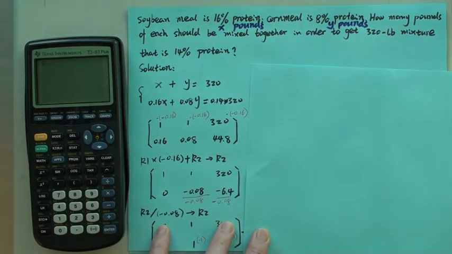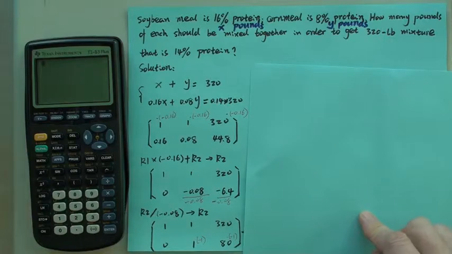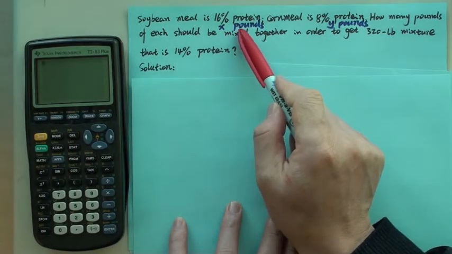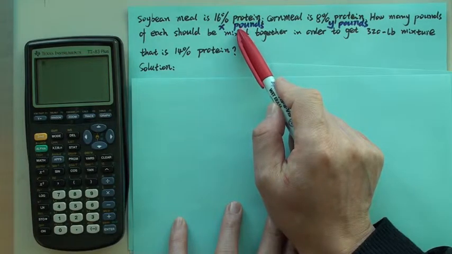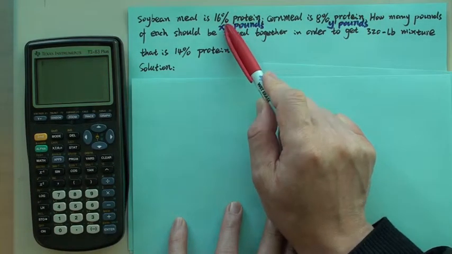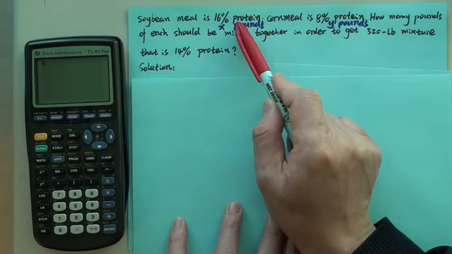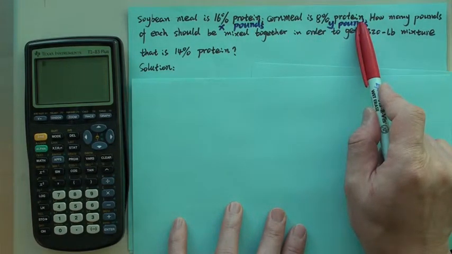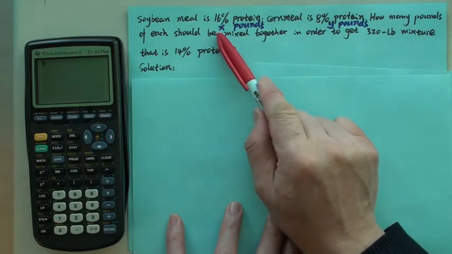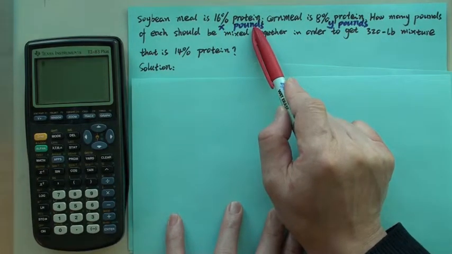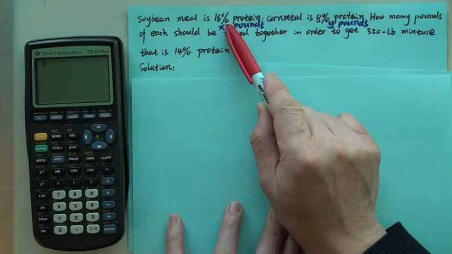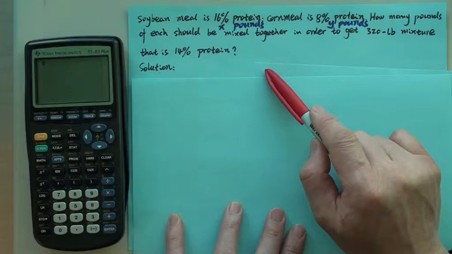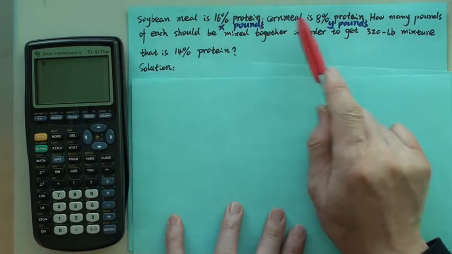Here is the way to do it. We want to find out how many pounds come from the 16% protein and how many pounds from the 18% protein. We assume X pounds comes from 16% and Y pounds comes from 18%, and we need to find out X and Y.